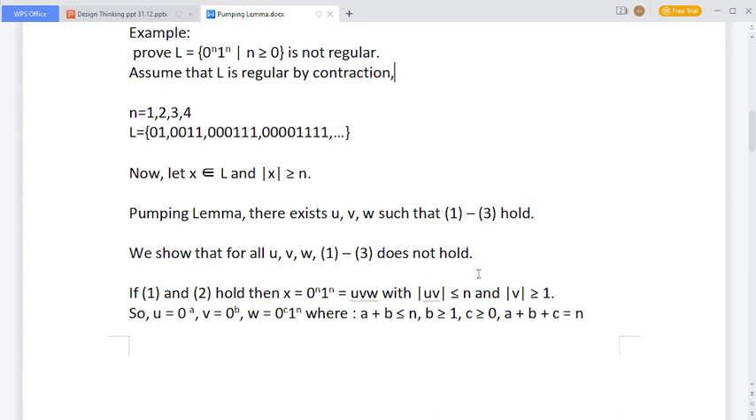So basically we can use proof by contradiction. I assume it is a regular language. So by contradiction, assume 0 power n, 1 power n is a regular language. Now I am going to apply the values 1, 2, 3, 4 for the language L.